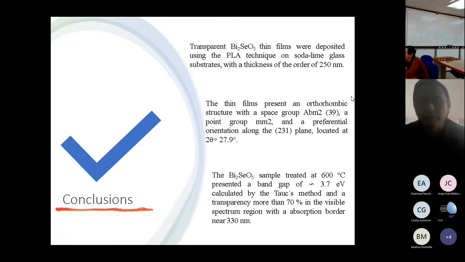The bismuth selenium pentoxide sample treated at 600 degrees Celsius presents a band gap of 3.7 electron volts, calculated by the Tauc method, and a transparency of more than 70% in the visible spectrum region, with an absorption border near 330 nanometers.